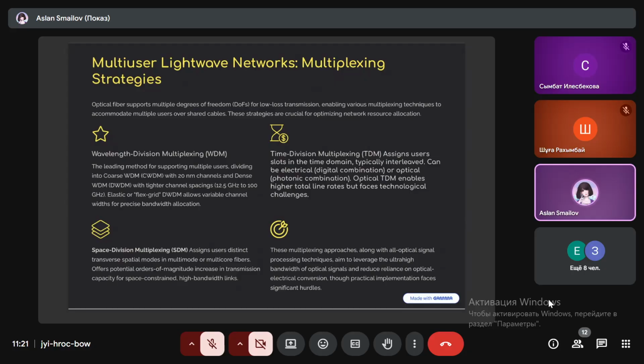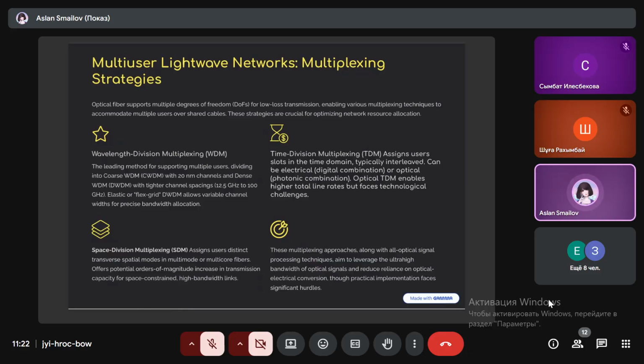Okay, let's move to, for example, WDM, which means wavelength division multiplexing. The leading method for supporting multiple users, dividing into channels: CWDM with 20 nanometer channels and the dense DWDM with tighter channel spacings. Elastic or flex-grid WDM allows variable channel width for precise bandwidth allocation. Okay, what is the next one?